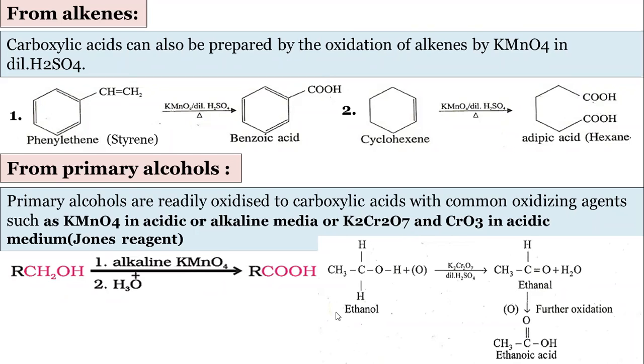All of you know ethanol is also called ethyl alcohol. In presence of K2Cr2O7 and dilute H2SO4, first see here, aldehyde is formed. In this reaction, two steps are shown. The first step is preparation of aldehyde, and the aldehyde on oxidation gives ethanoic acid.